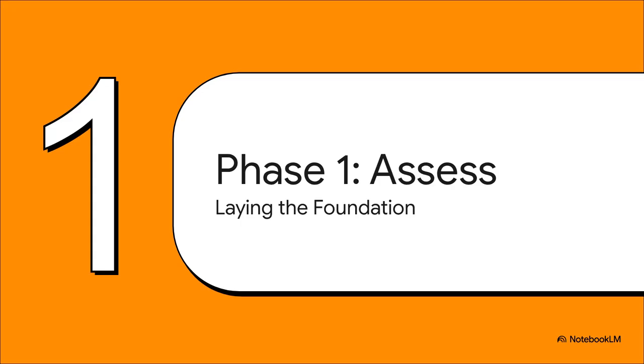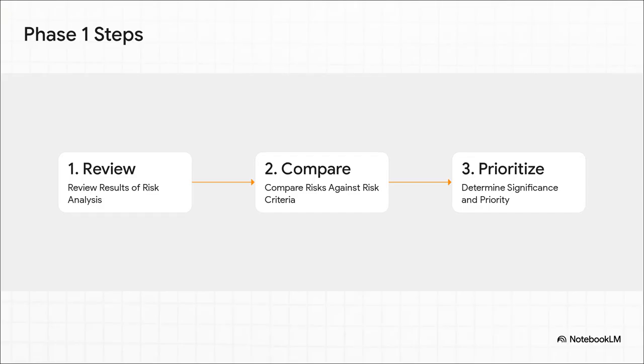Okay, we can break this whole thing down into three distinct phases. First up, phase one, assess and prioritize. Think of this as laying the foundation for all the big decisions we're about to make. This phase has three key steps.